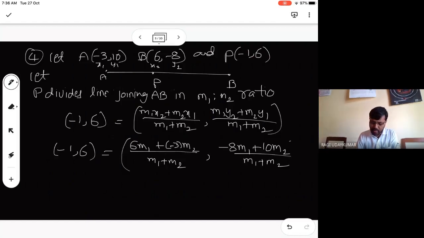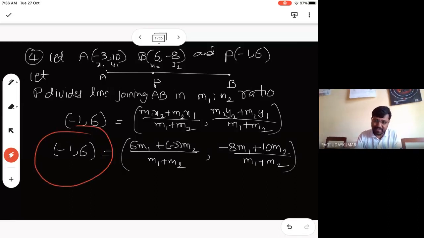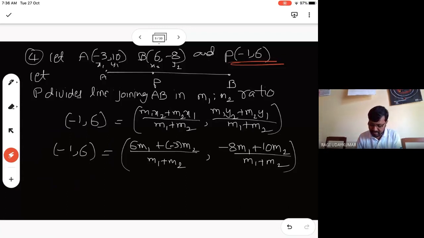Now what is the meaning of this? This is the x coordinate, and this is the x coordinate; this is the y coordinate, and this is the y coordinate. In both, you can take any one into consideration and equate. Either you can take this one equal to minus 1, or you can take this one equal to 6, because this is point P, and this is also point P. This point P is given to you already. This we are finding by considering M1 and M2 dividing it. Now both will be equal.